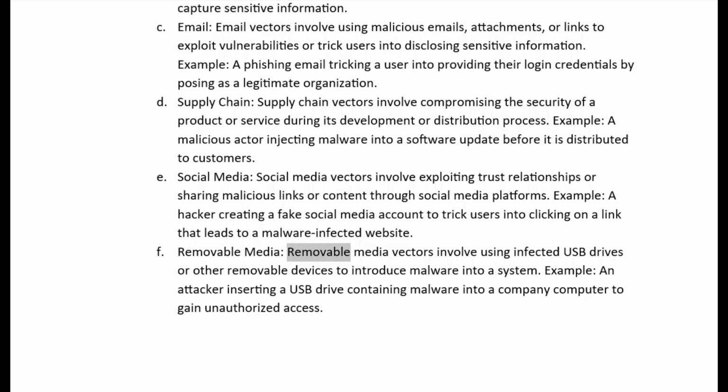Removable media vectors involve using infected USB drives or other removable devices to introduce malware into a system. Example: an attacker inserting a USB drive containing malware into a company computer to gain unauthorized access.